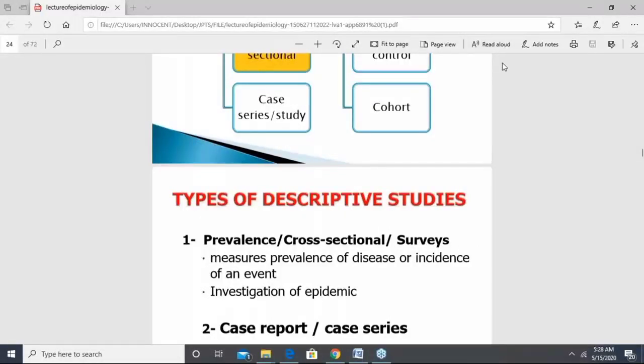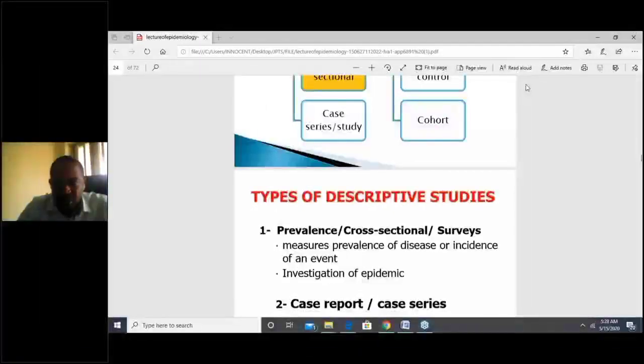So investigation of epidemics. Then you look at the case reports and the case scenarios.